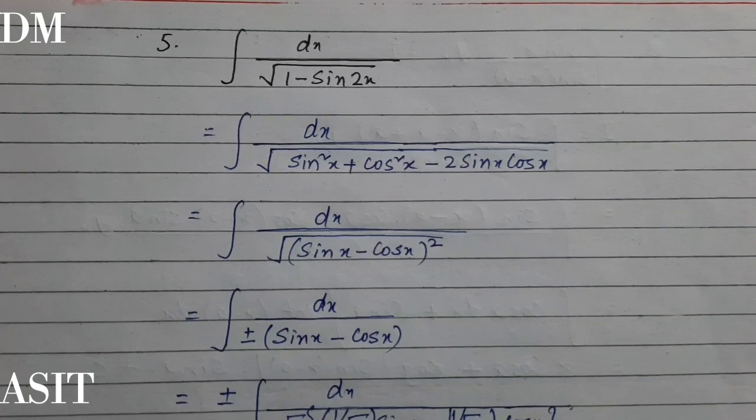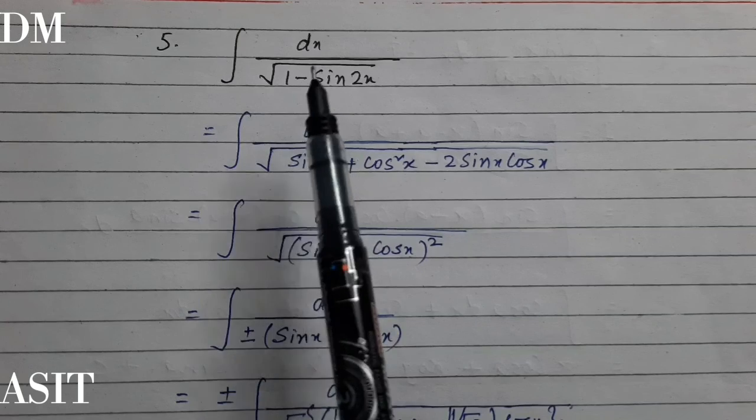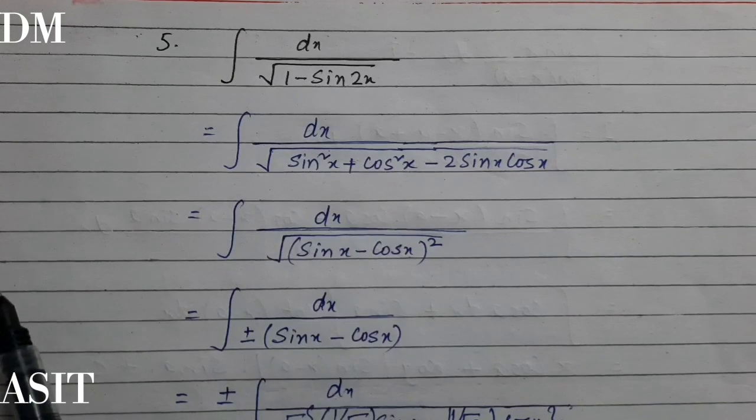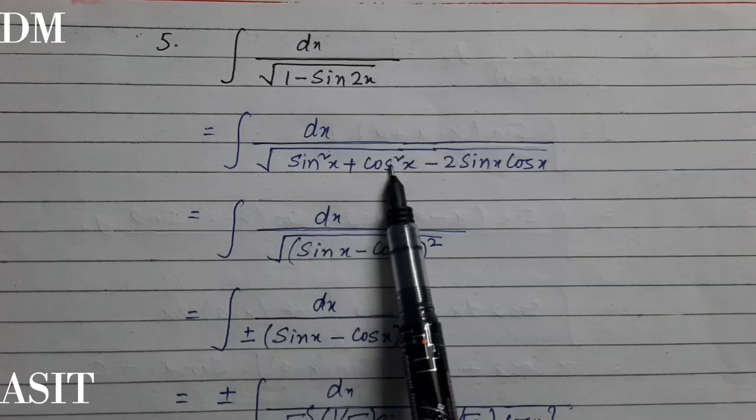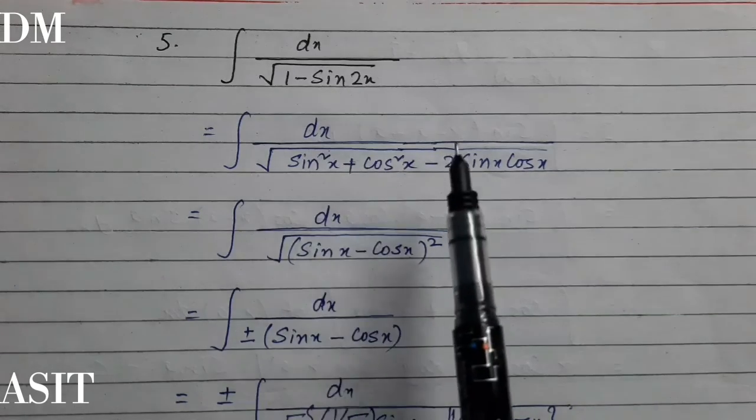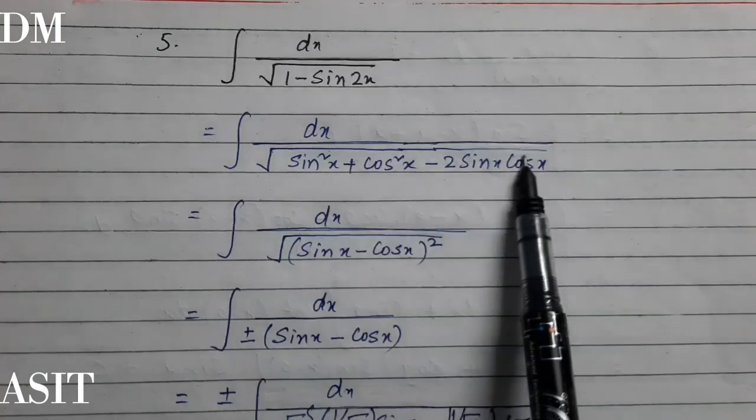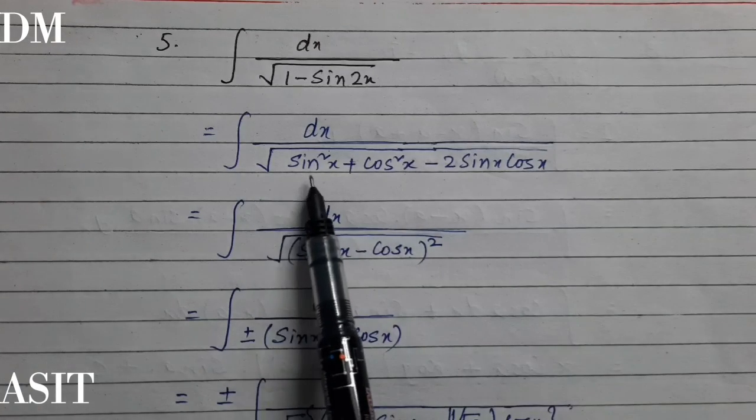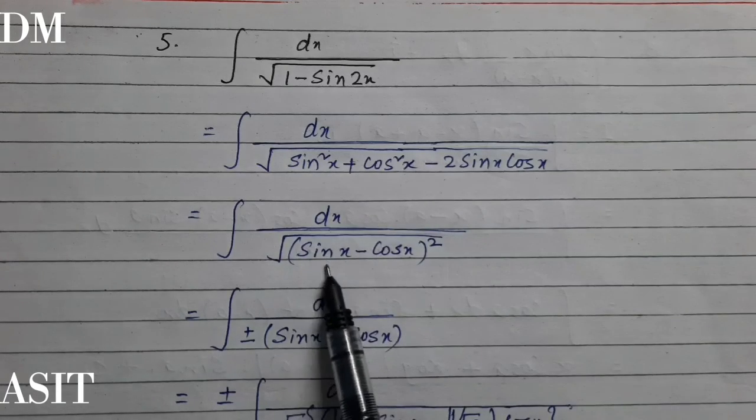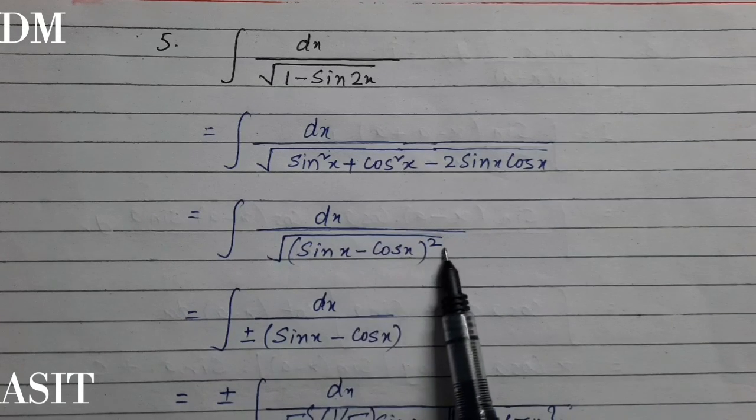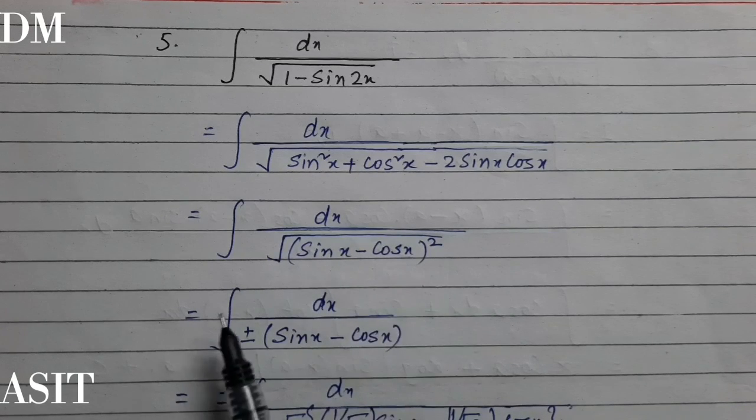Now let's find the integration of the fifth one, that is the integration of dx by root over of 1 minus sine 2x. Now we know that 1 means sine square x plus cos square x, and sine 2x means 2 sine x cos x. Now it is inside the root. This is actually of the form a square plus b square minus 2ab, so we can apply the formula. It will be (a minus b) whole square, so root over of (sine x minus cos x) whole square.